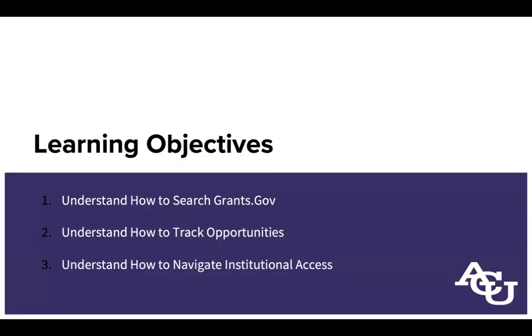So we're going to briefly be mapping what we do today into introducing the Grants.gov website, which is a central clearinghouse of sorts for federal grant listings and for many, but not all, the applications. We'll talk a little bit about how to track opportunities.